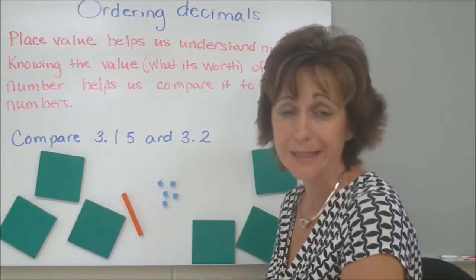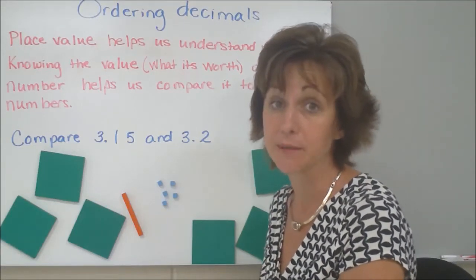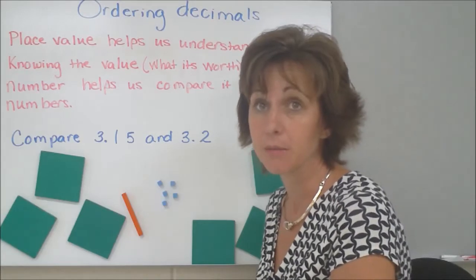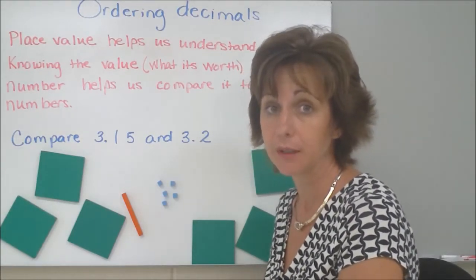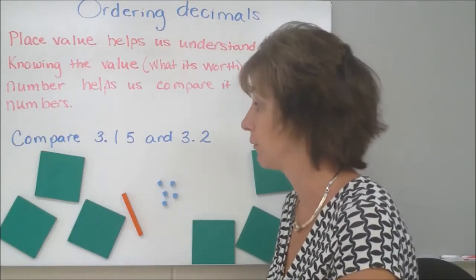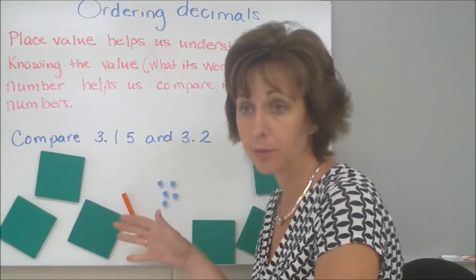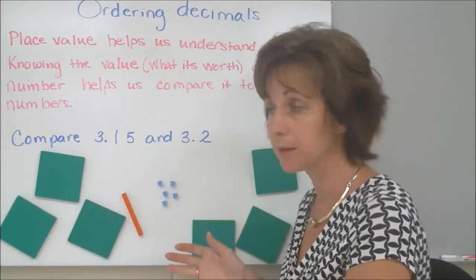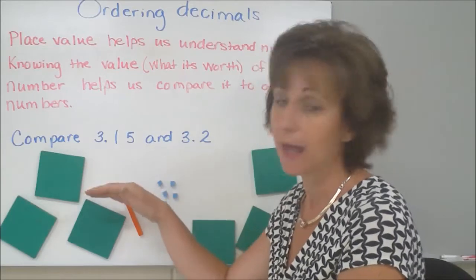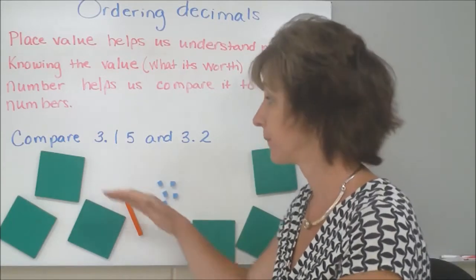Ordering decimals is easily done if we have number sense. Comparing numbers is more easily understood if we think about the place value of a number. In our first example, we're actually using base 10 blocks, which help us look at which one is more.